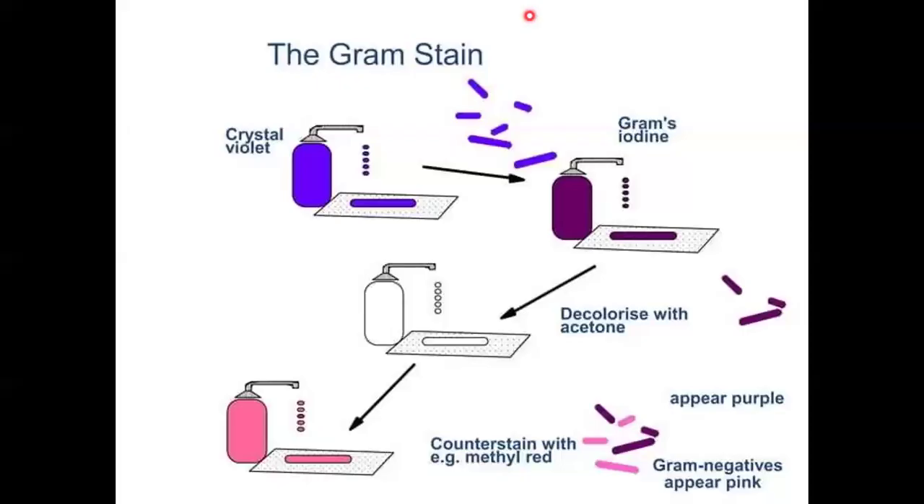Okay, so the crystal violet penetrates the cell wall. It's usually known as the primary stain. So you'll hear primary stain, just know that is crystal violet.